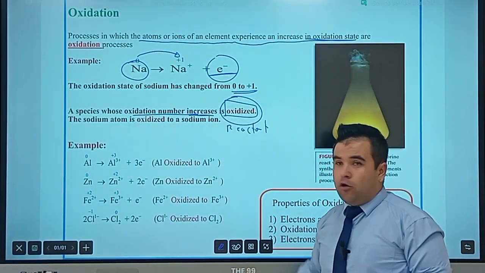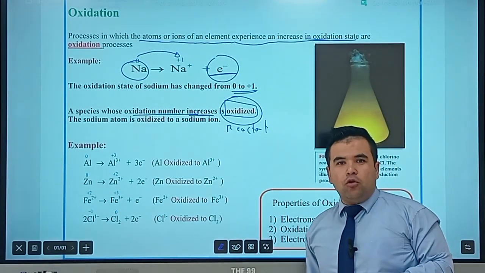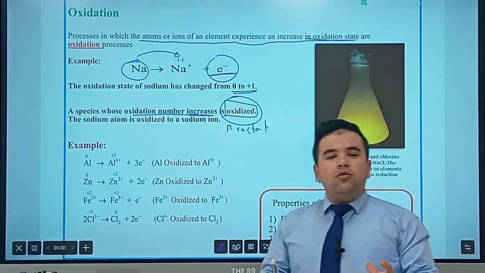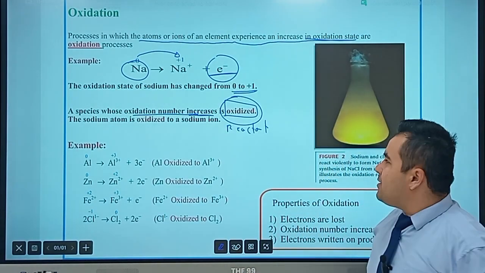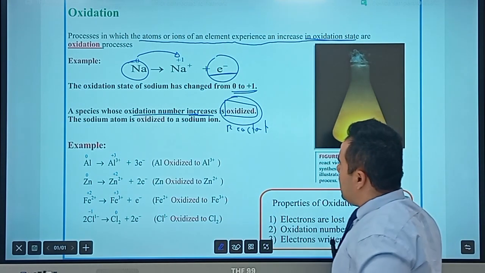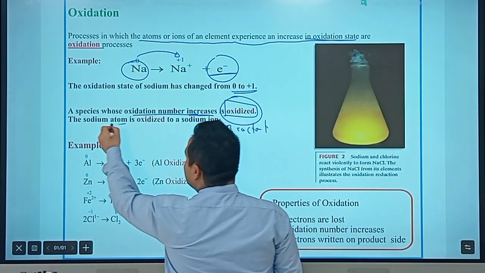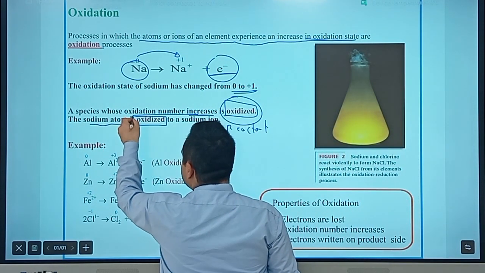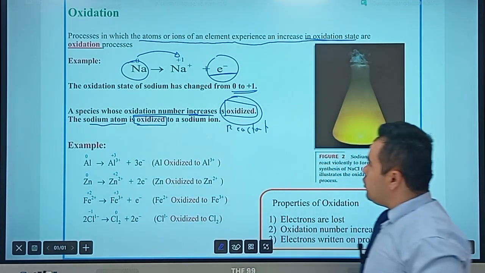The term oxidized, and later we'll be talking about reduced, are used for what? For the reactant side only. And in this case, the sodium atom, not the sodium ion, is oxidized to a sodium ion.